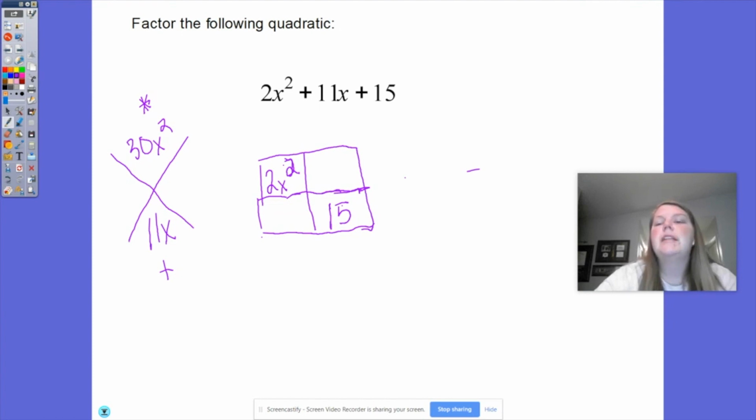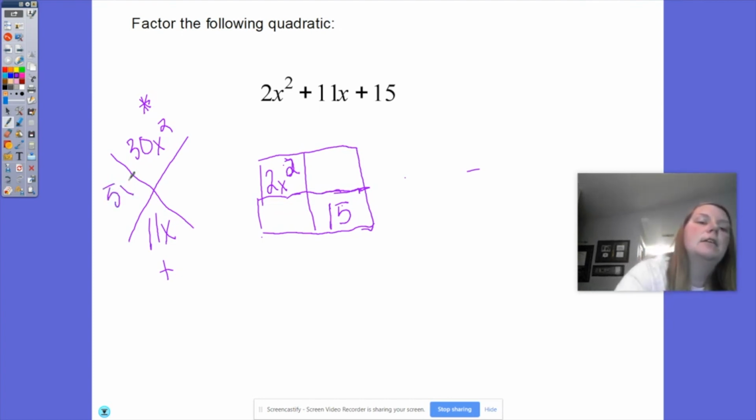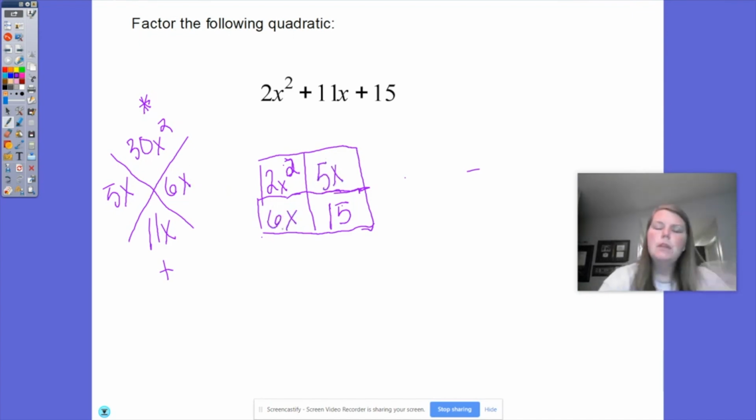So the 2 things that will do that would be 5x and 6x. And that's what we want to fill in the other 2 boxes. It does not matter which one you put where. I could have put the 6x up here and the 5x down here. It doesn't matter. So then from here, we're going to try and create our 2 binomials or our 2 factors.